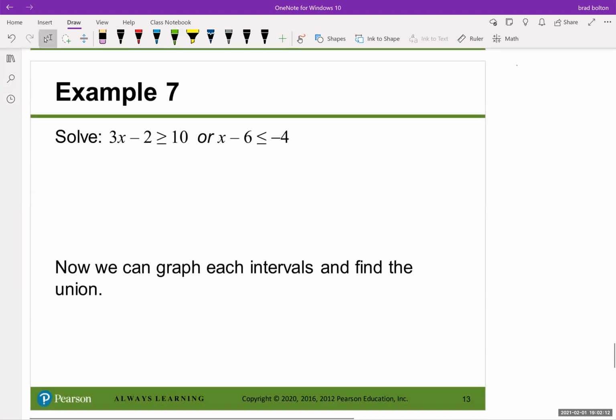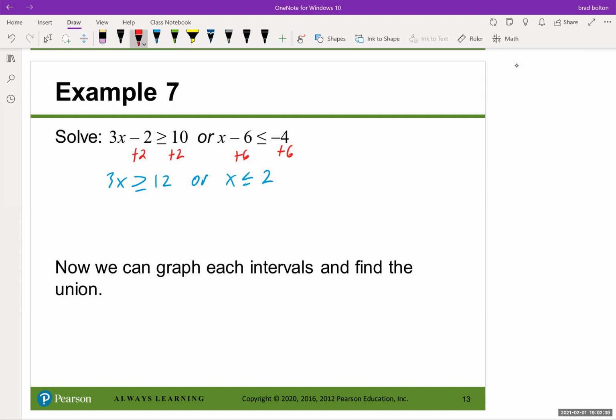Okay. So it says solve 3x minus 2 is greater than or equal to 10, or x minus 6 is less than or equal to negative 4. So what I'm going to do is solve each one separately. Plus 2, plus 2, plus 6, plus 6. So let's rewrite. 3x is greater than or equal to 12, or x is less than or equal to 2.